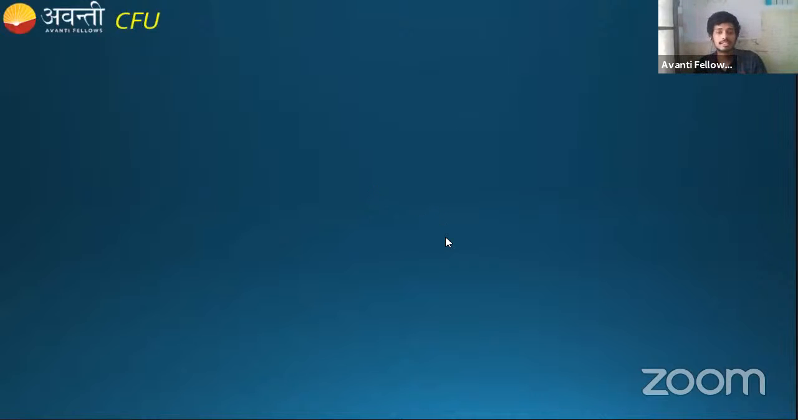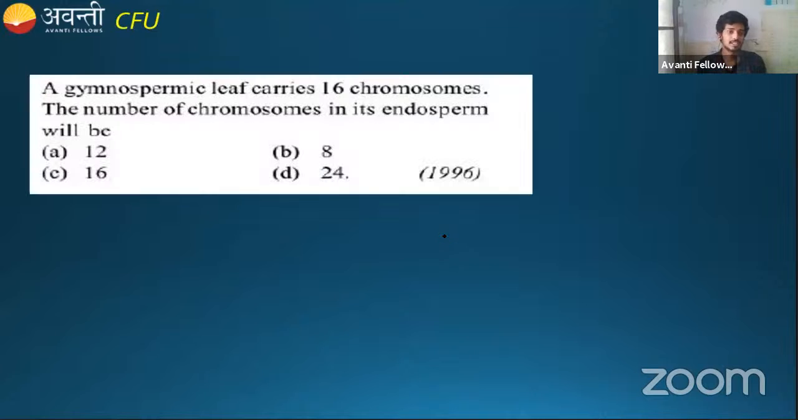The question is easy. Just check with the question. A gymnospermic leaf carries 16 chromosomes. The number of chromosomes in its endosperm will be, okay, you know the chromosome number of the leaf, but you have to find the chromosome number of the endosperm within gymnosperm. Option A 12, option B 8, option C 16, option D 24.